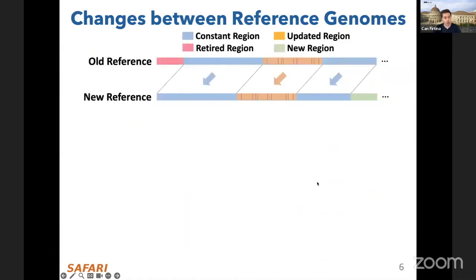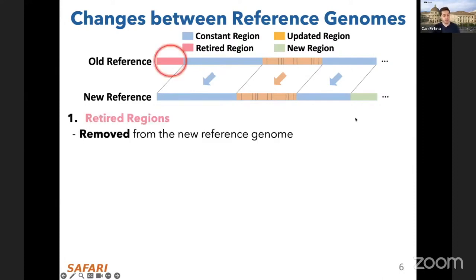So I'll quickly go over the potential changes that can exist between two reference genomes. In this case, we have the old and the new reference genomes, and we identify 4 particular regions, labeled with different colors: constant, updated, retired, and new regions, as we show in this figure. The retired regions mean that the region is completely removed from the new reference genome. It no longer exists.